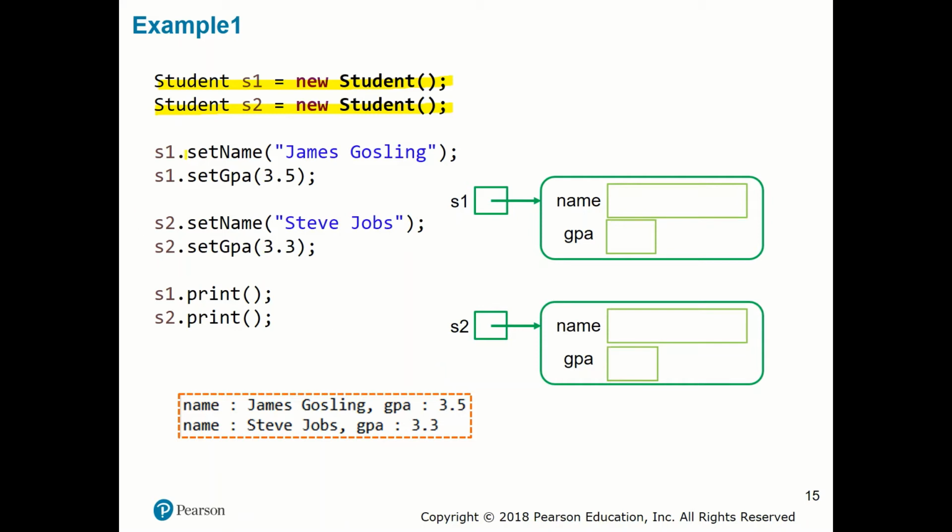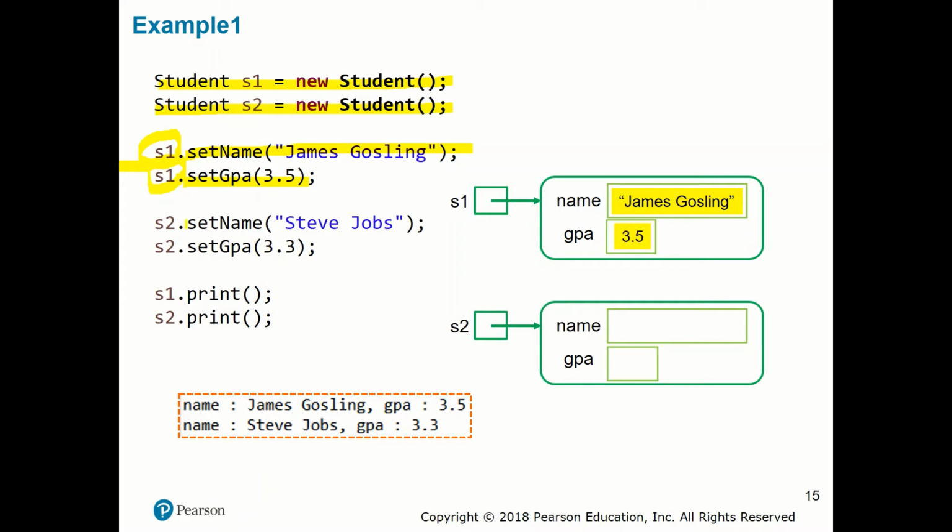Then we set the name of S1. This means that we apply this method to object S1. So inside S1, the name is initialized using the string James Gosling. So James Gosling will be stored here. And this means that we apply the setGPA method to this object. So inside S1, the GPA will be 3.5 like this.